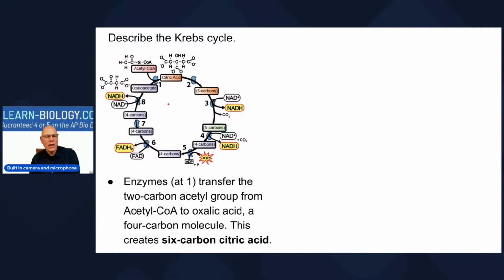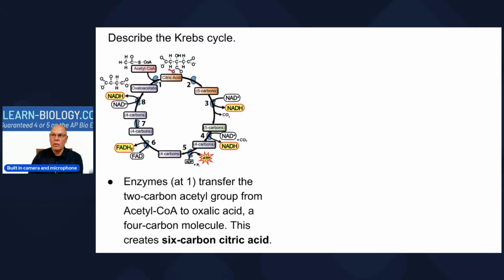So the guy who discovered this is Hans Krebs. The cycle is called the Krebs cycle in his honor. It's also called the citric acid cycle because of this molecule that's at 12 o'clock on the Krebs cycle. But it's also called the tricarboxylic acid cycle. And again, if you remember your functional groups, they're not a big part of AP biology, but this is a carboxyl group.